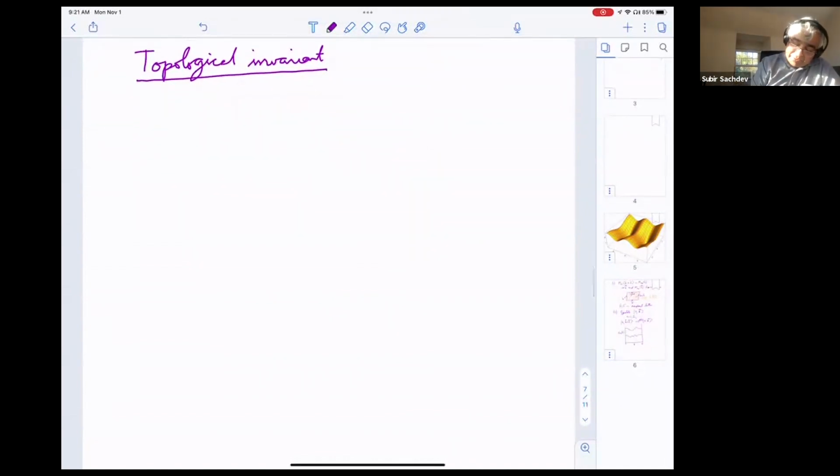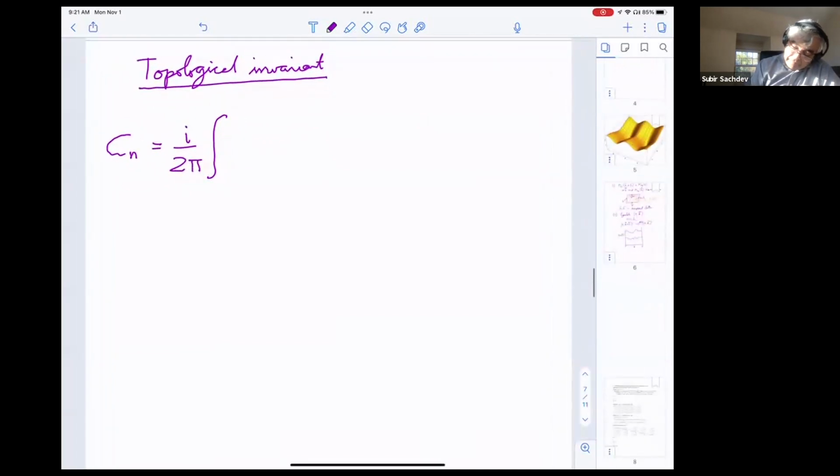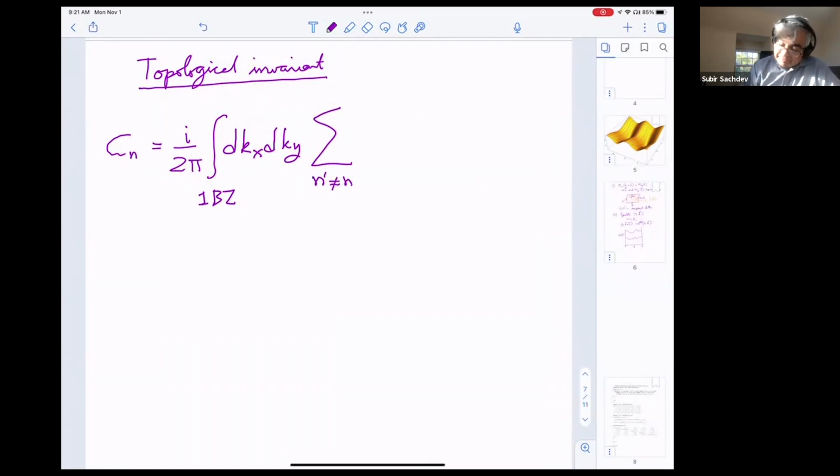So there's one invariant associated with every band, which is called the Chern number of the band. You pick the band n, which is characterized by Cn, equal to i over 2 pi. You integrate over the first Brillouin zone, dkx, dky, and then you sum over all other bands not equal to n of the following quantity. So it's a bit of a long expression.